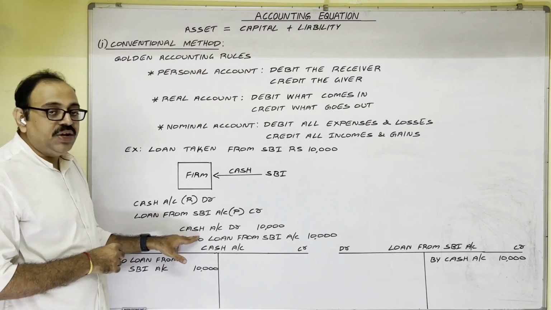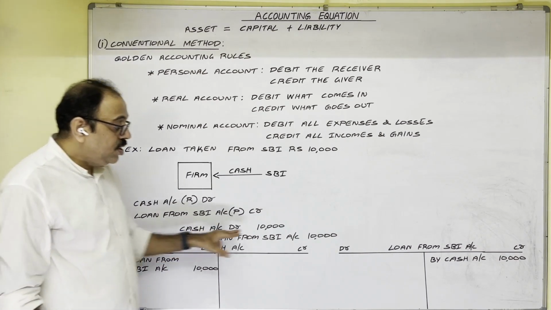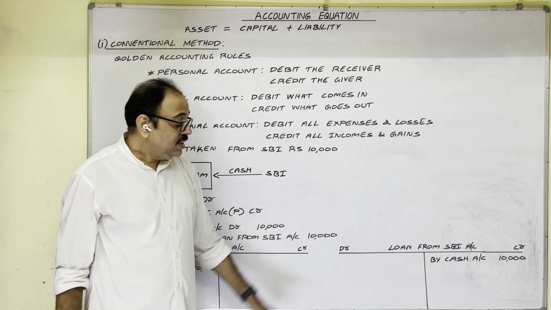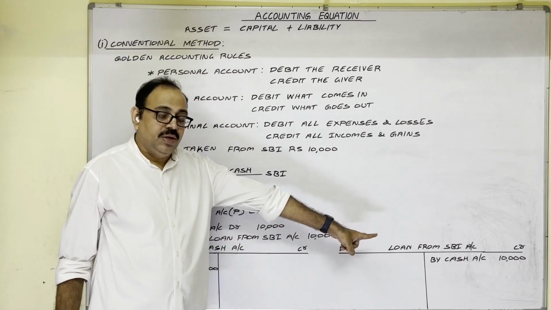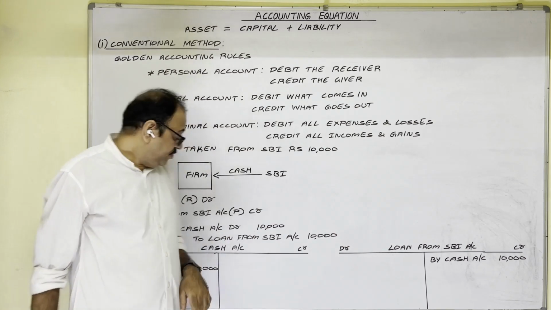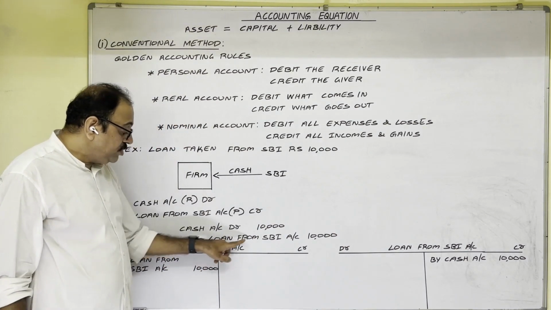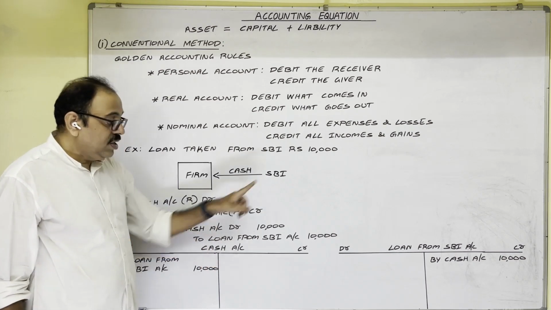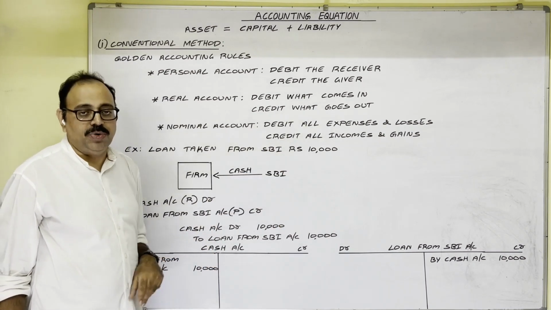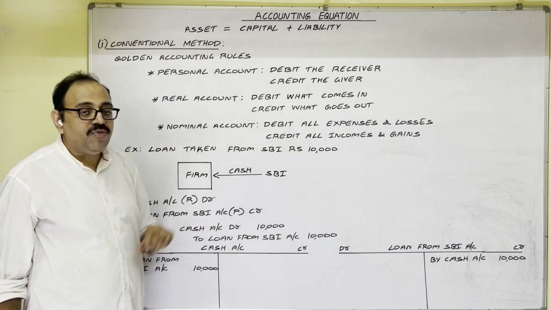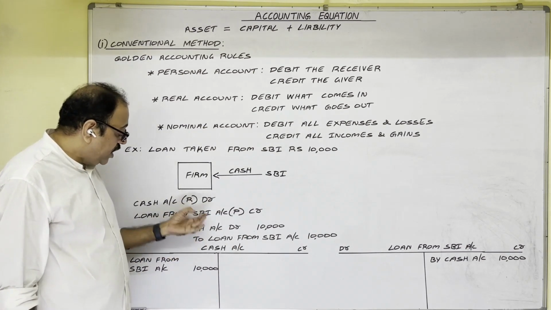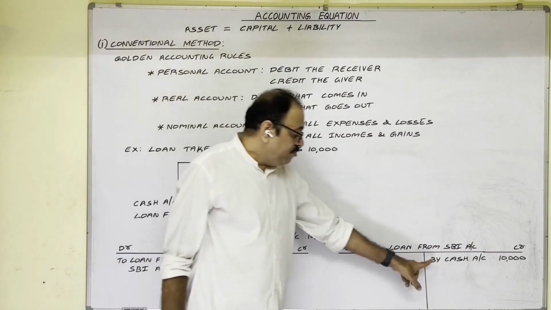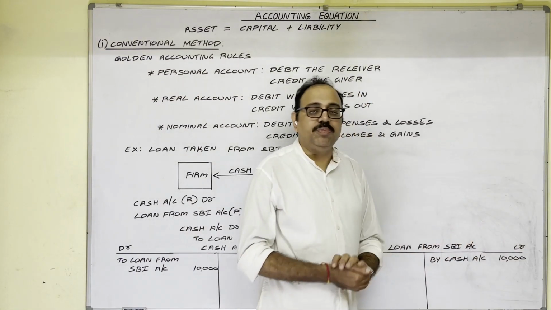Now the same journal entry we are to post in loan from State Bank of India account also. In the ledger, the second account name is that. Here also we should post. In the entry, loan from State Bank of India account is credited. Therefore, this entry in that account, we should post on the credit side. Now in the particulars column, what to write? The other side, debit side account name, cash account. So: By cash account, 10,000 rupees.